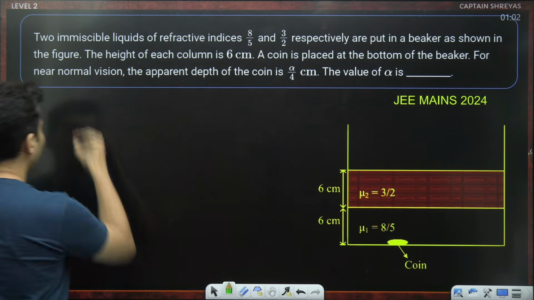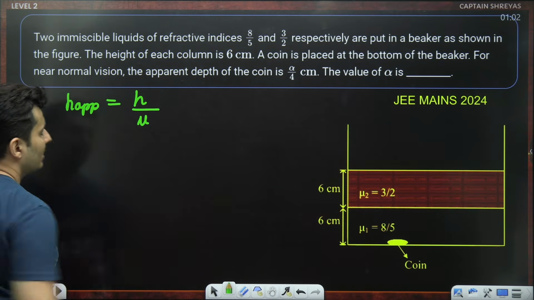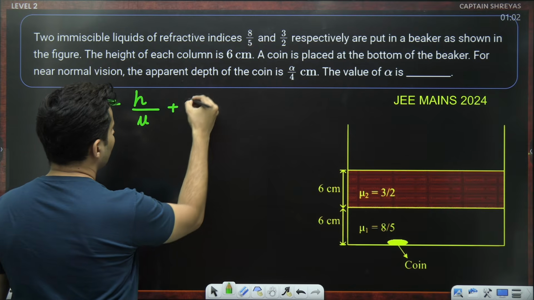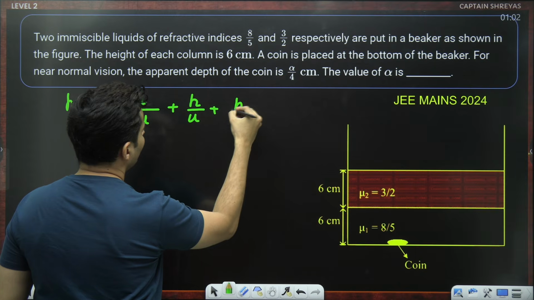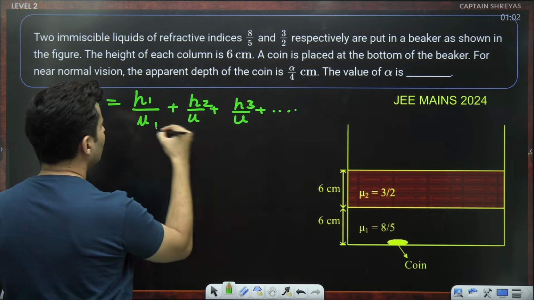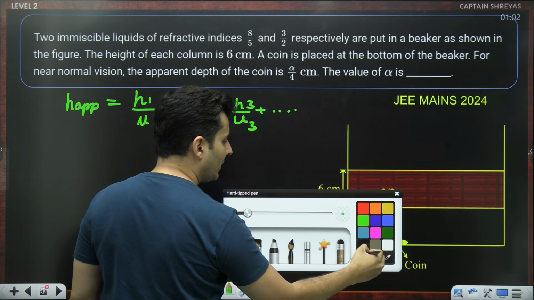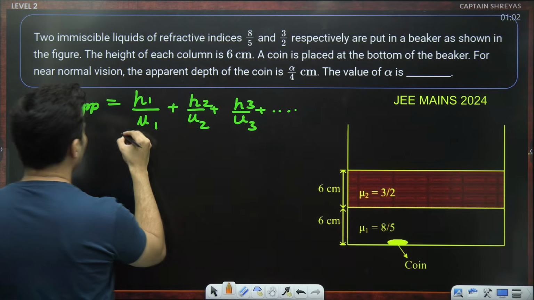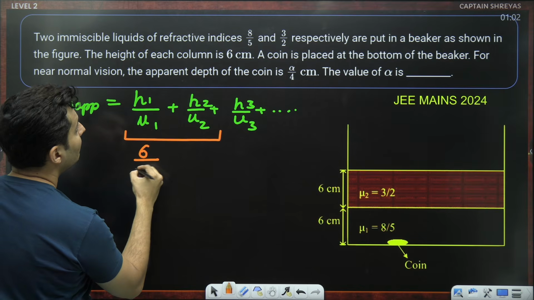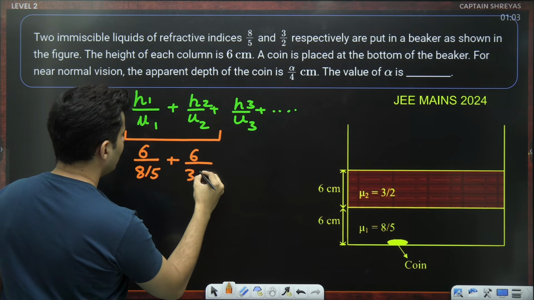So usually the formula of apparent depth is the actual depth by the refractive index if there is only one layer. But if there are multiple layers, then it will be h by mu, h by mu, h by mu. You keep on adding it depending on the layers, but this will be h1, h2, h3, mu1, mu2, mu3, respective indices, respective thicknesses. In this particular question, I just have to deal with only two layers. So height 1, 6, mu 1, 8 by 5. Height 2 again 6, refractive index 3 by 2.